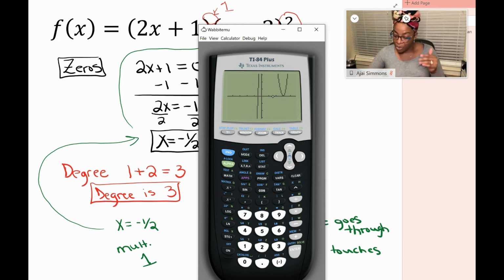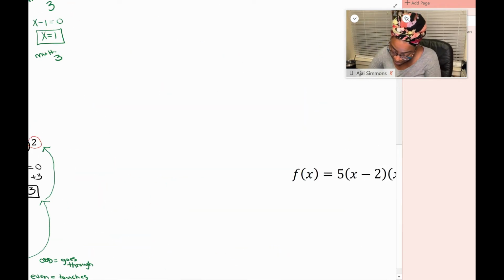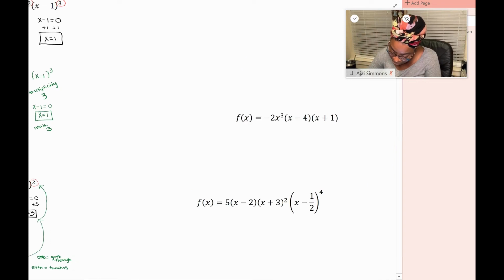Let's try one more so we feel good. Let me see what else I have over here. I should pick something that has fractions. Yes, let's pick this one right here. I actually should do both of these.